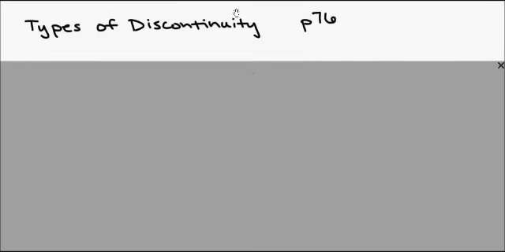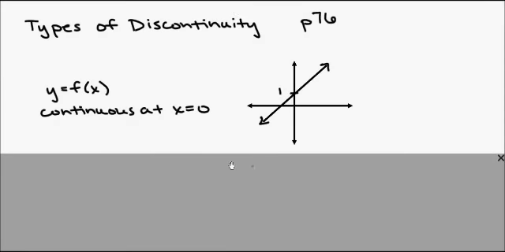Okay, so let's look at types of discontinuity, and I believe this is the last part of this video. So types of discontinuity you can see again on page 76 in your book. The first graph I have here is just a simple linear function, so y equals f of x. And you see that I could trace this pretty easily without picking up the pen. There's no holes, no jumps. It's just a nice clean graph. So this is continuous at every point, but we're going to look especially at x equals 0. Notice that there is not a hole there.